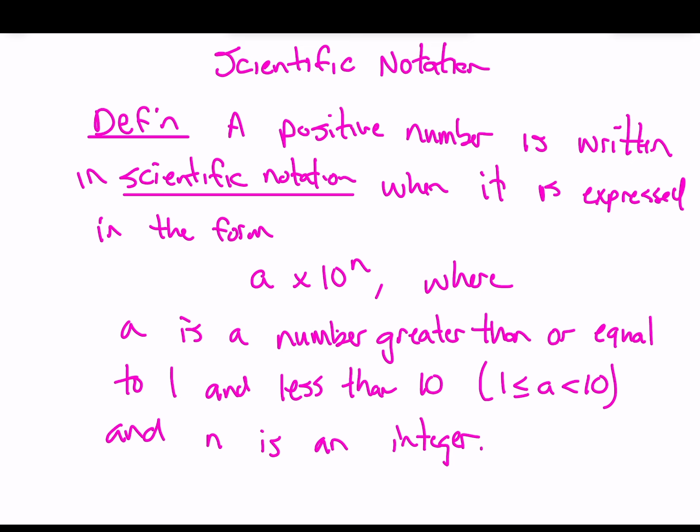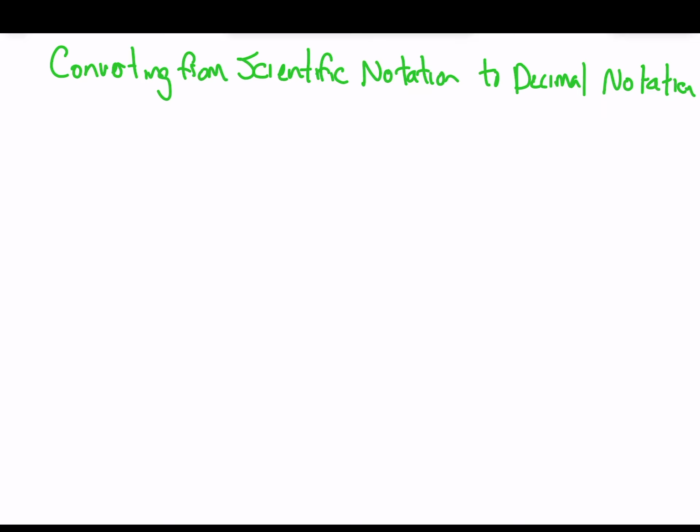So you'll be asked if something is in scientific notation. Note that a has to be between 1 and 10. If it's more than 10, it's not in scientific notation. If it's less than 1, it's not in scientific notation. Okay? Let's now talk about writing things from scientific notation into decimal notation. Converting from scientific notation to decimal notation.